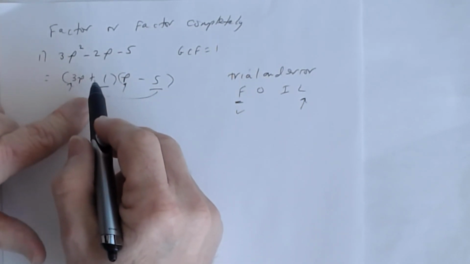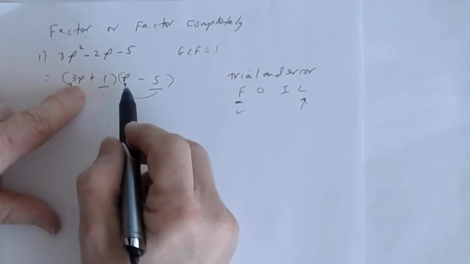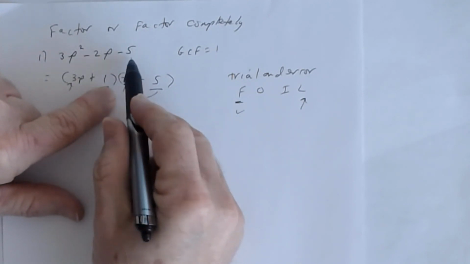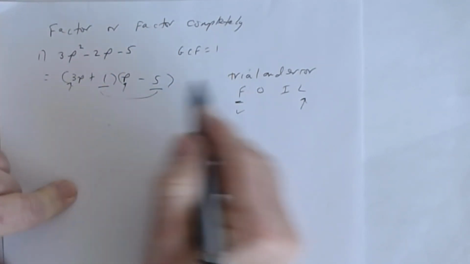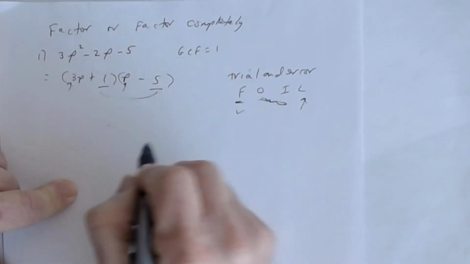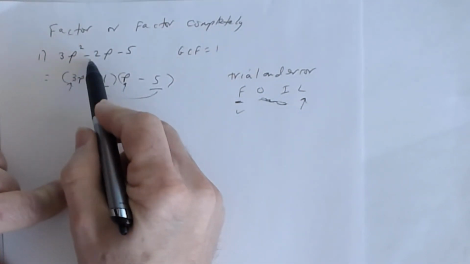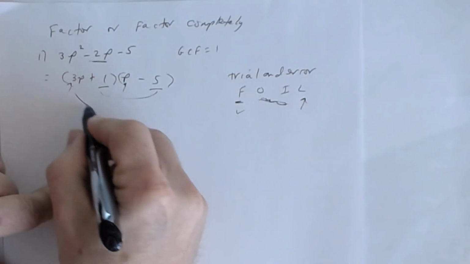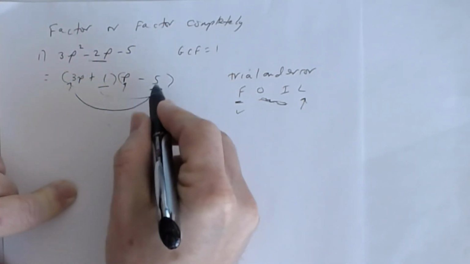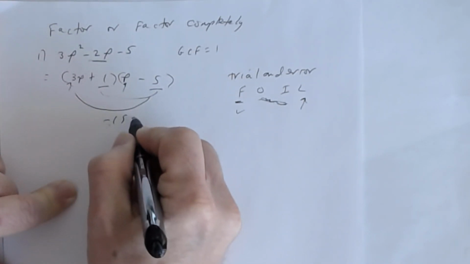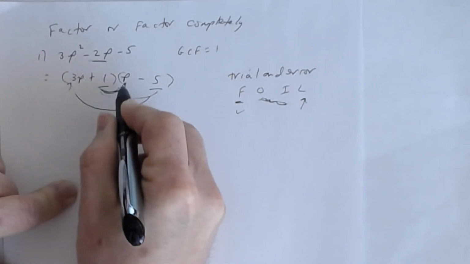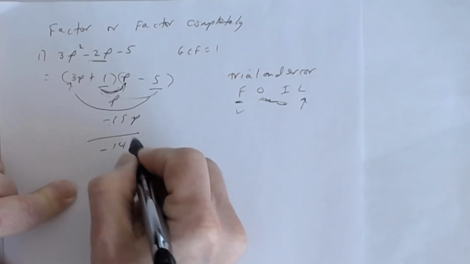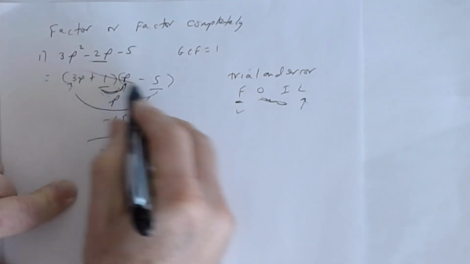Now, what gets students into trouble is this. They say, oh, I have 3p times p is 3p squared, and a positive 1 times a negative 5 is a negative 5, so I'm done. No, you're not. You haven't done anything with the outer and the inner. The outer and the inner has to give you the negative 2p. So here's what you do. You check the outer. The outer, 3p times negative 5 is a negative 15p. The inner, 1 times p is p. And when I add them up, that's a negative 14p, and that's not what I wanted. So that means this is not correct.